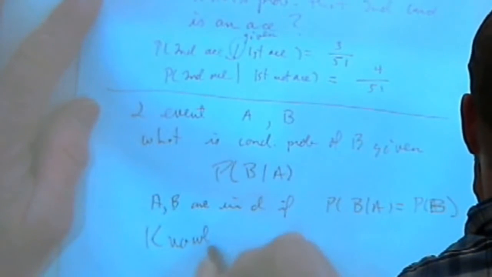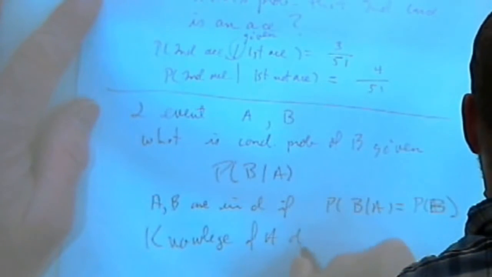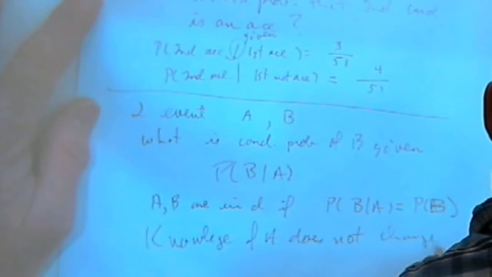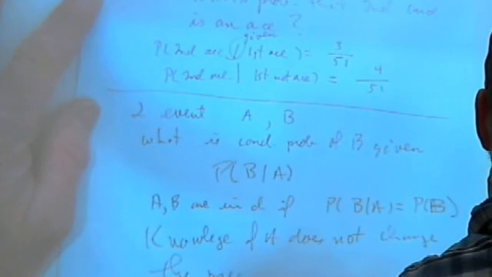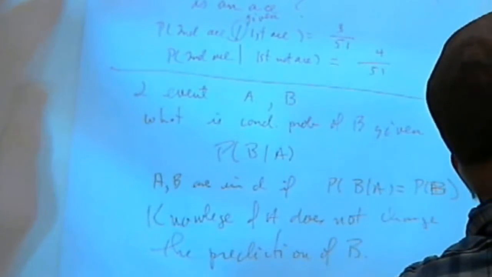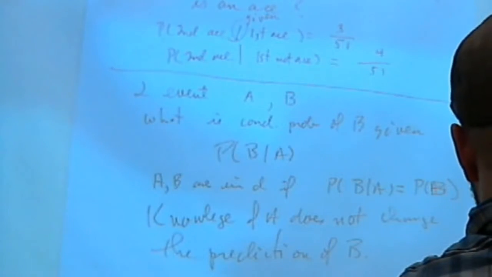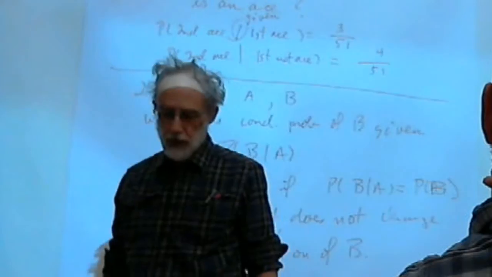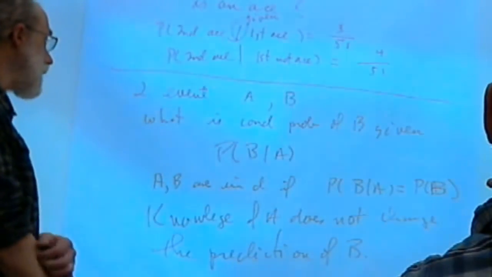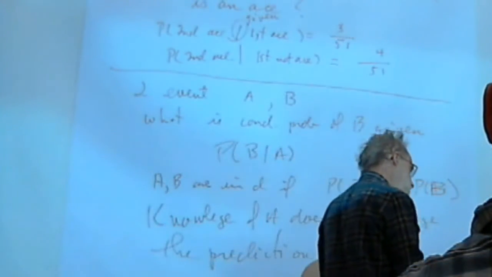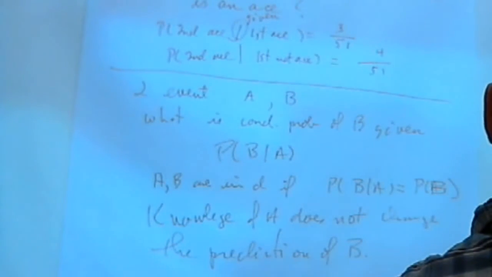So when I'm done with this little definition, I should have a definition of independence. Knowledge of A does not change the prediction of B. So that's a way of backing into independence. But then, what does B given A mean? Well, that means that I want to know the chances that B occurs when I know that A has occurred.